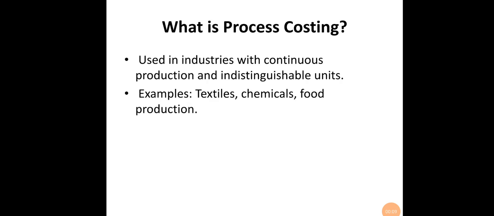So what is process costing? Process costing is used in industries with continuous production and indistinguishable units. It is based on certain processes. Examples are textiles, chemicals, food production. Process costing is a method of cost accounting used to allocate cost to units of production in industries where goods are produced in a continuous flow through standardized processes.